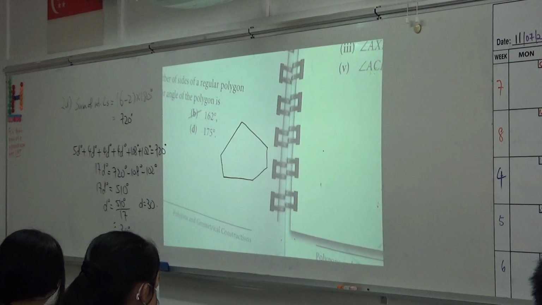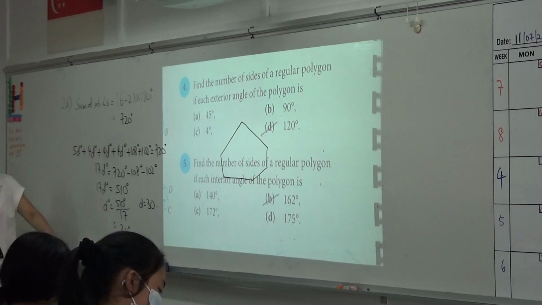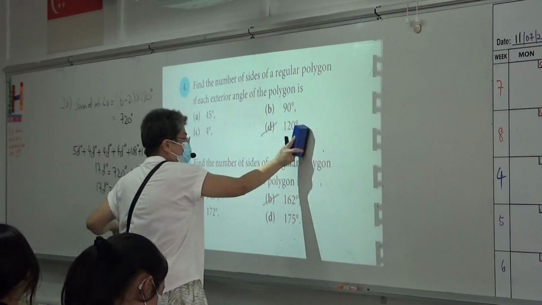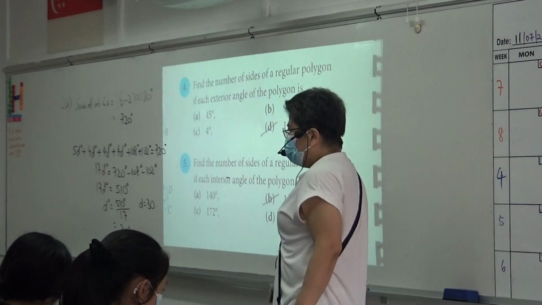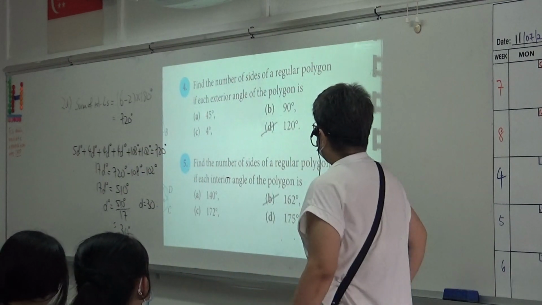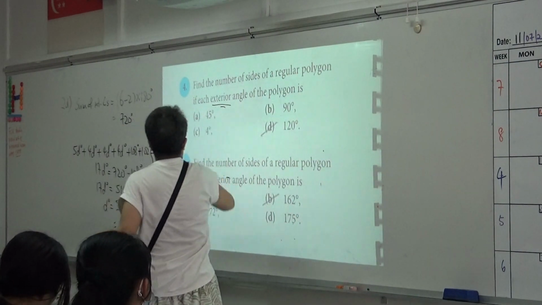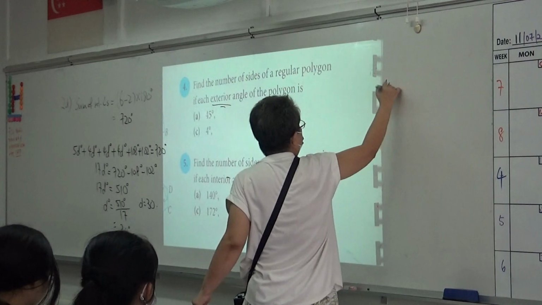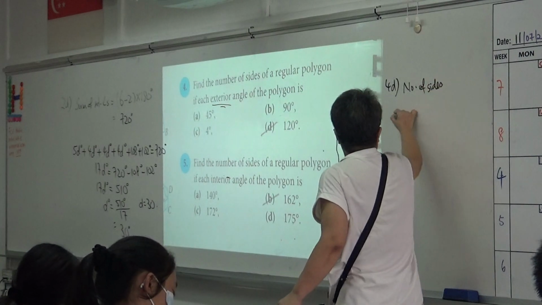Now, next, I want you to look at question 4D. 4D. I know some people will think that it's very easy, right? Find 4D, not the martial, okay? 4D, find the number of sides of a regular polygon if each exterior angle of the polygon is 120 degrees. Okay? So, 4D. Number of sides.